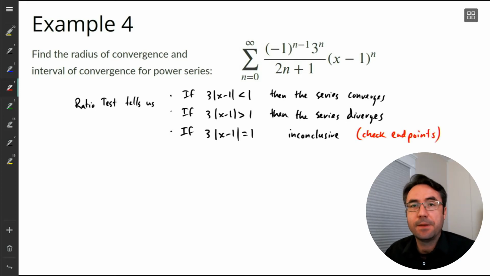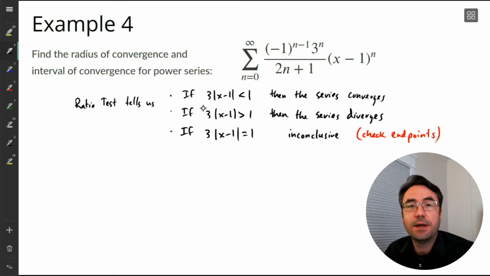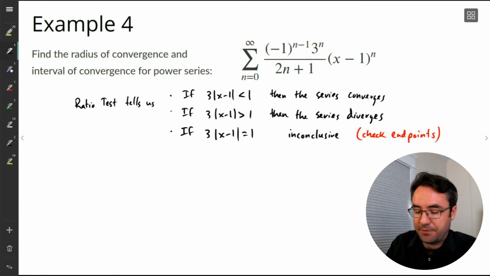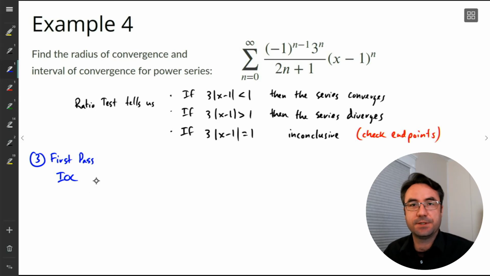All right, so let's first figure out what our first pass for our interval of convergence is. It's not going to be our final answer, but it's on the way to getting the answer. So let's do our first pass for our IOC, our interval of convergence. So we start with where the ratio test tells us we're going to have convergence when this limit is less than 1.